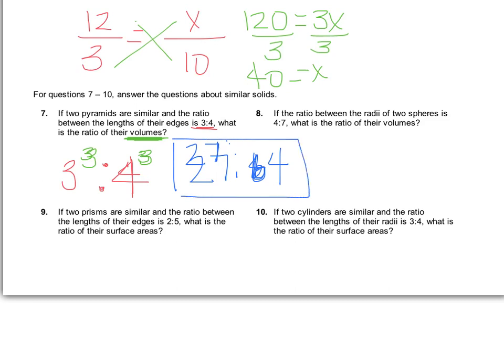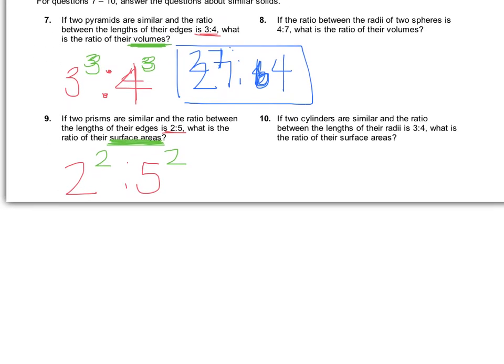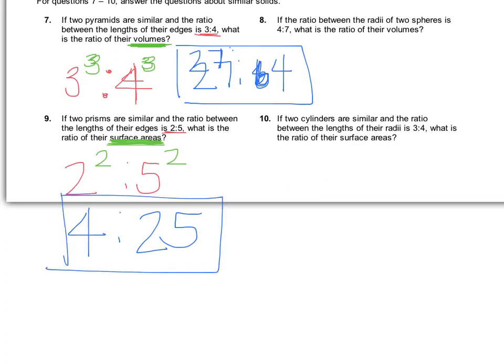Number 9, two prisms are similar, and the ratio between the lengths of their edges is 2 to 5. What is the ratio of their surface areas? So they are currently 2 to 5 for the edges or the sides. For surface areas, remember, we square them. And 2 squared is 4. 5 squared is 25. So the ratio of their surface areas would be 4 to 25.